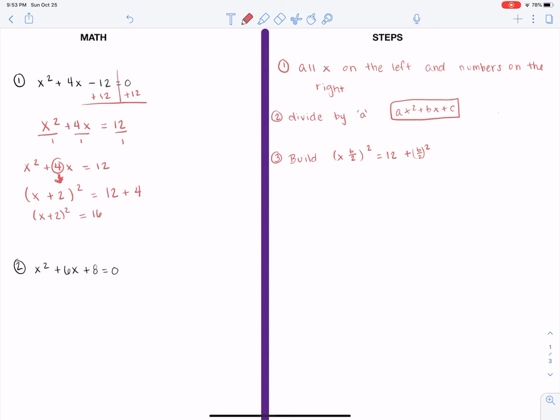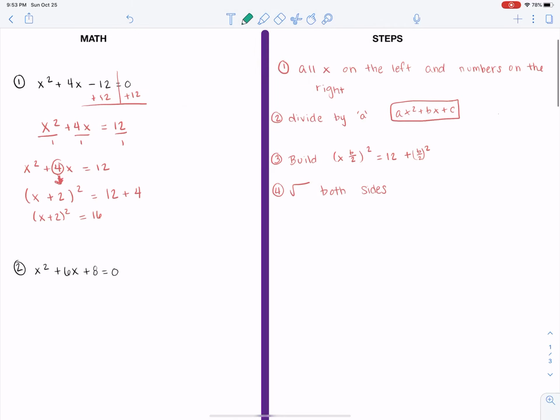Okay, now I'm going to take the square root of both sides, because the opposite of squaring something is to square root it. So I'm going to do this in a different color. If I square root this, I have to do it to both sides. But the square root of (x plus 2) squared cancels the squared, and you have x plus 2 left over.